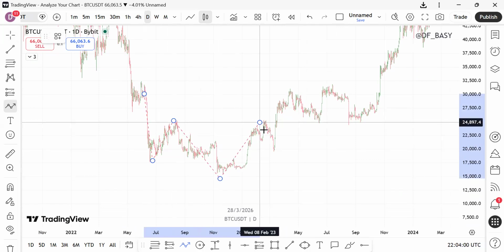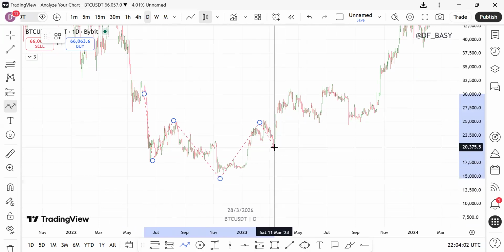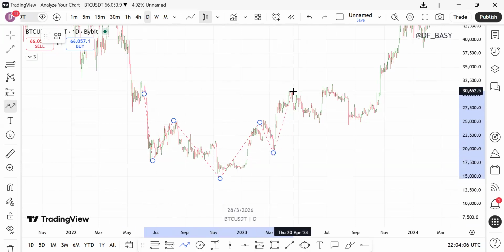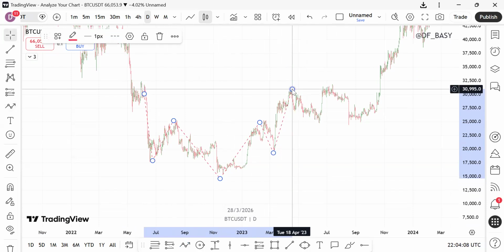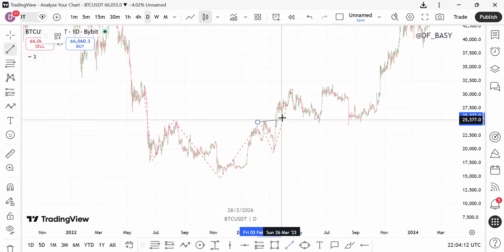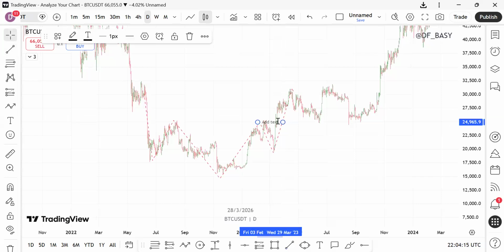You're expecting a pullback and then a break of structure to the downside. The market pulled back, used this breakout block, tapped here, and broke structure. So this is where you indicate a change. Instead of breaking structure to the downside, it did otherwise and broke structure to the upside. So you have a CH, a change of character, there.